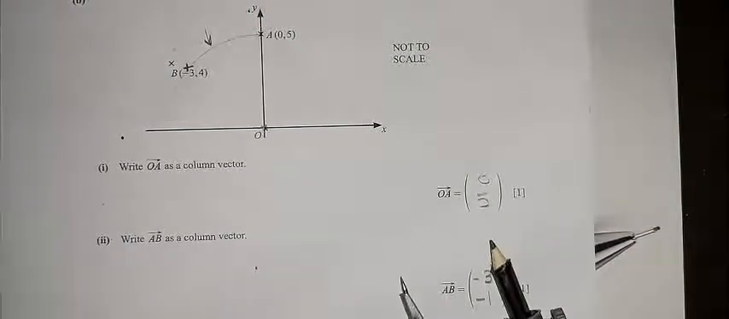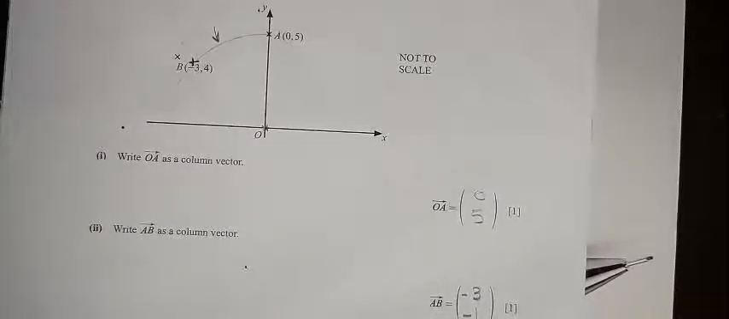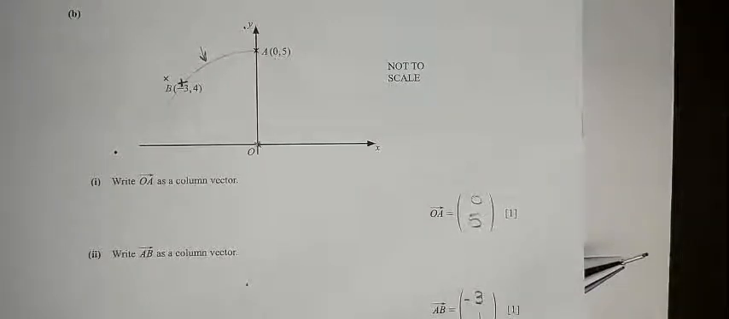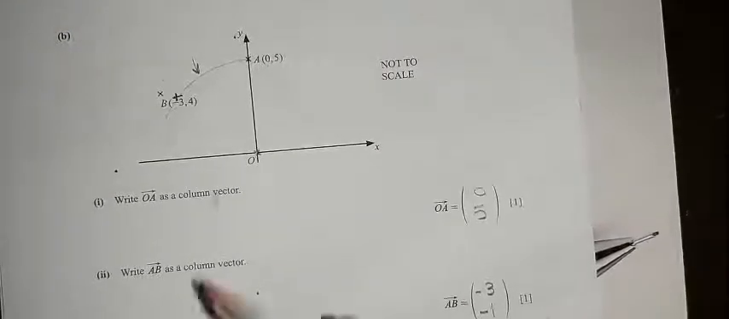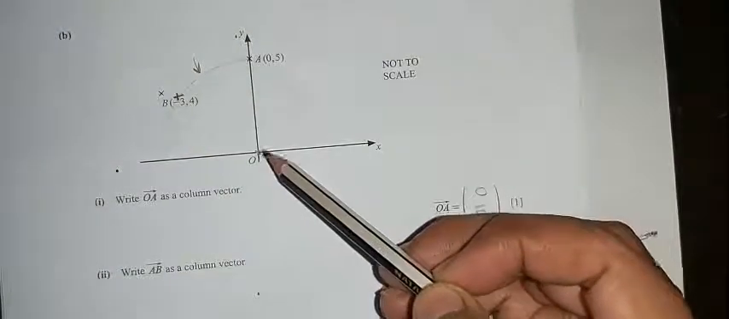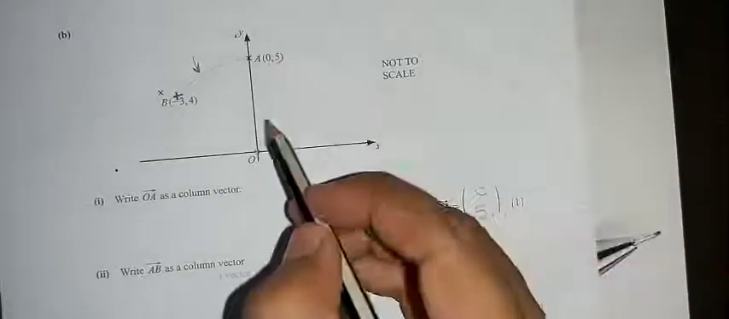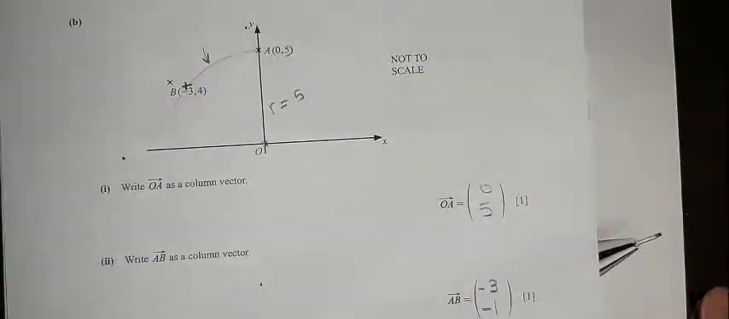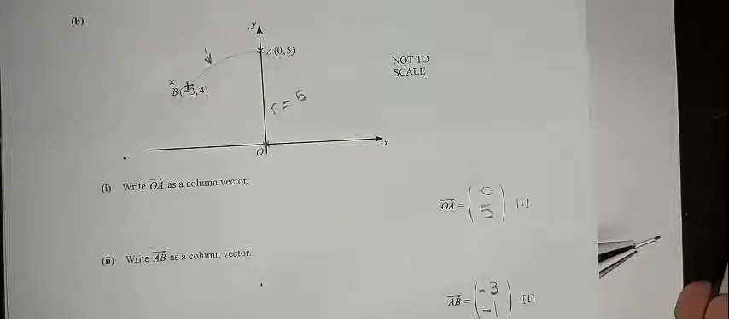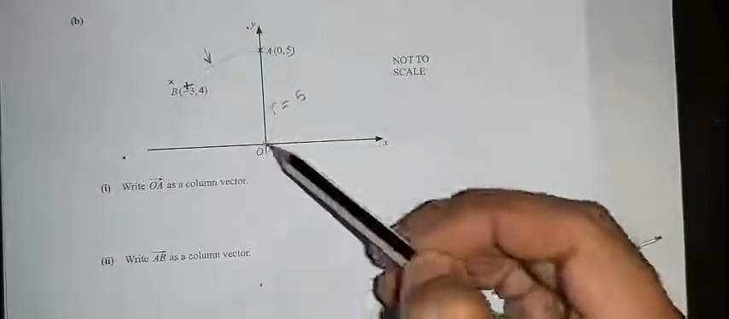To find the length of this arc, we need to know two pieces of information. The radius of the circle, which is easy to find from here, because the distance from O to this point A is 5 units, so the radius R equals 5. And the other information we should know is the angle between AO and BO.